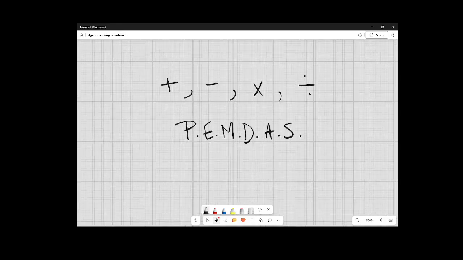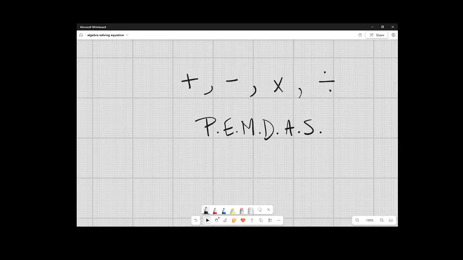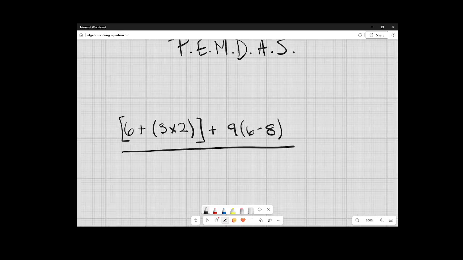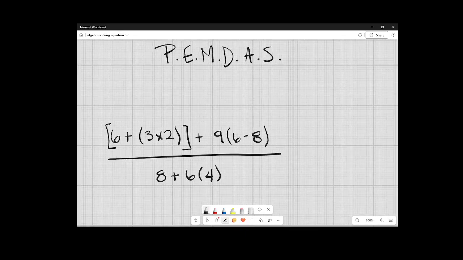I'll do a quick review of this. So when you have a number of operations in an expression, let's say we have something like 6 plus 3 times 2. But then let's say we also have, and then this is all divided by, how do I go about this? This is like a pretty nasty mathematical expression.